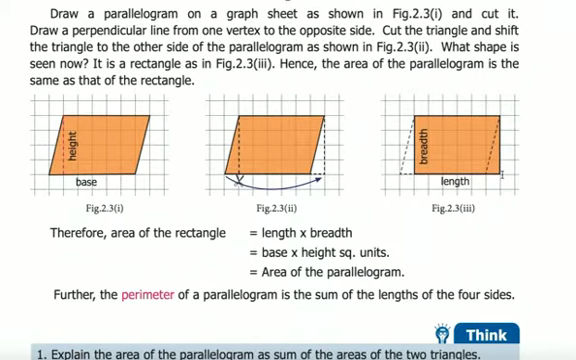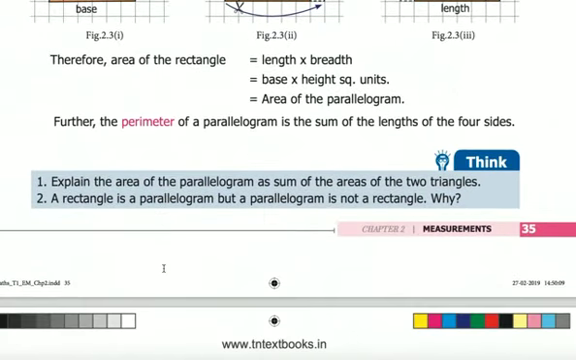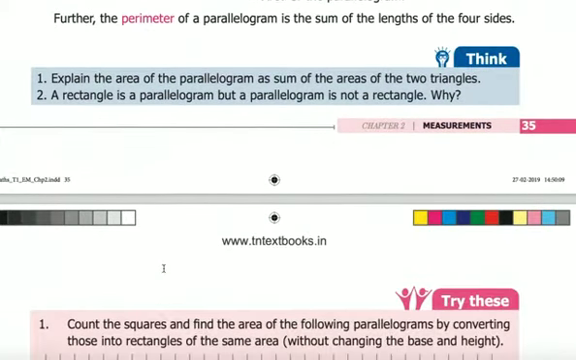It becomes a rectangle. Hence the area of the parallelogram is the same as that of the rectangle. So length into breadth only. So simply we arrived at the conclusion without using any complex mathematics. Further, the perimeter of the parallelogram is the sum of the lengths of the four sides. That is like a rectangle only, 2 into (L plus B), where L is length, B is breadth.